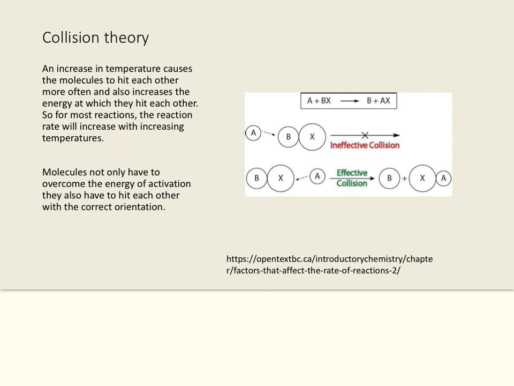So if we look at this picture here, okay, we have A plus BX, and we want to form B plus AX. If A hits B, then no reaction is going to happen, because we don't want A to form a bond with B. We want A to form a bond with X, so it has to hit on this side of the molecule. So here, if it hits over here, then X will be more likely to react with A and let B go, and so this would be an effective collision, while this one is not. So not only do you have to meet the energy of activation requirement, but you also have to have an effective collision. So not every collision will result in a reaction, only ones in which the orientation is correct.